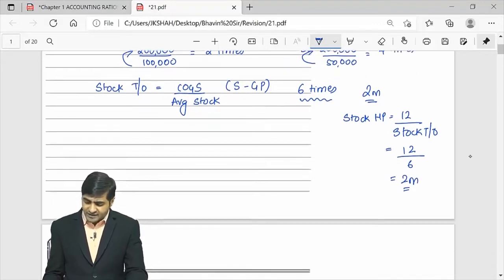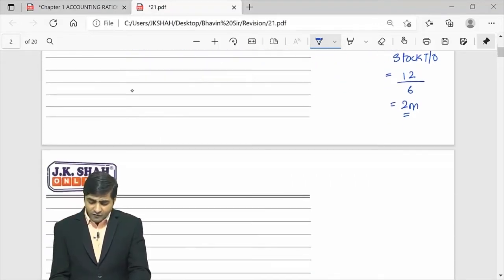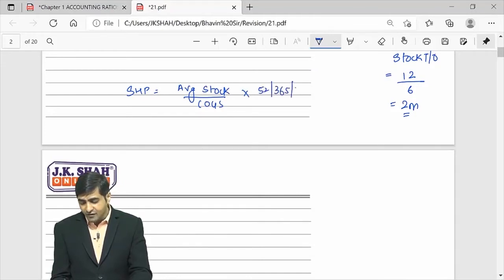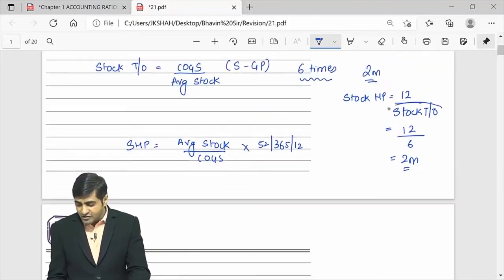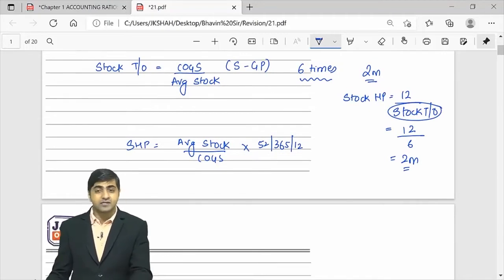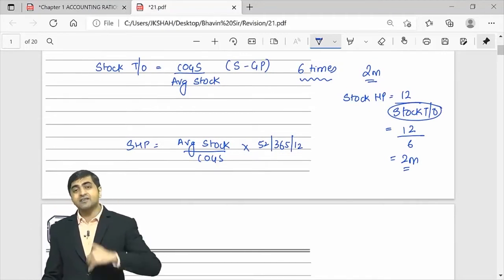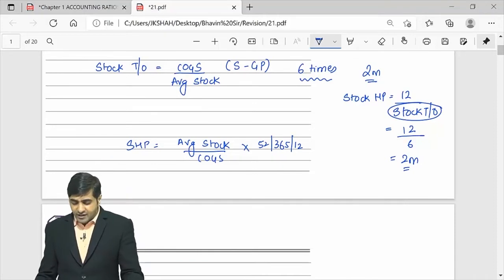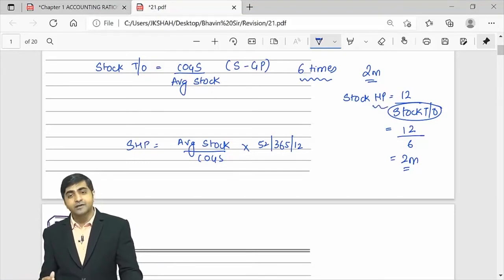Yes sir. And in the textbook you will find the formula of stock holding period as average stock upon COGS into 52, 365 or 12, because your stock turnover ratio is nothing but COGS upon average stock. This average stock will ultimately go in the numerator, so it becomes average stock upon COGS into 52, 365 or 12. That's how your holding period can also be calculated.